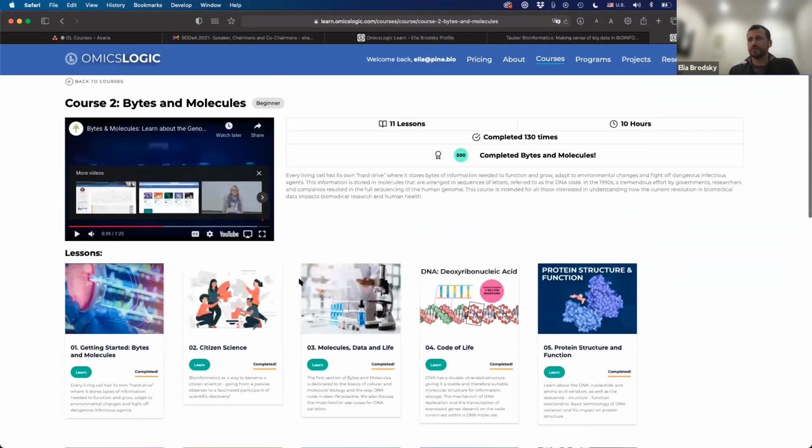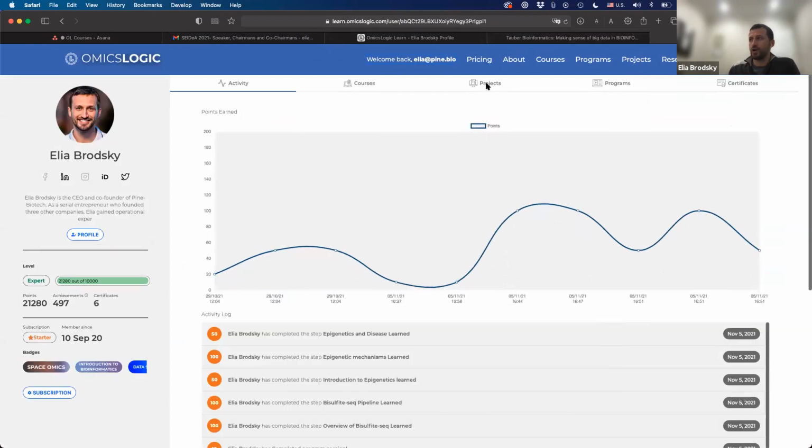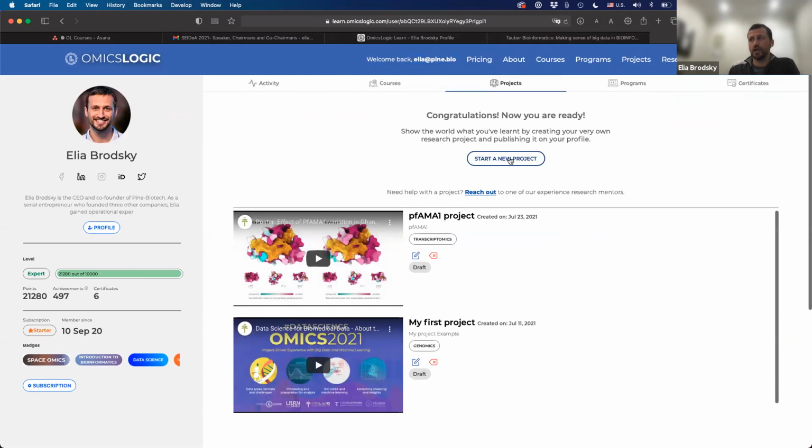So after you complete enough material to generate 10,000 points, what will be made available is right here under projects. You will be able to start a new project. And that is essentially what this program is all about. So this program is going to be focused on getting beyond the training after you've completed the 10,000 points and into a research topic. Now, one of the immediate challenges with that is how do you process this huge amount of data that oftentimes is beyond several gigabytes or even terabytes of data that you have to download on your computer.